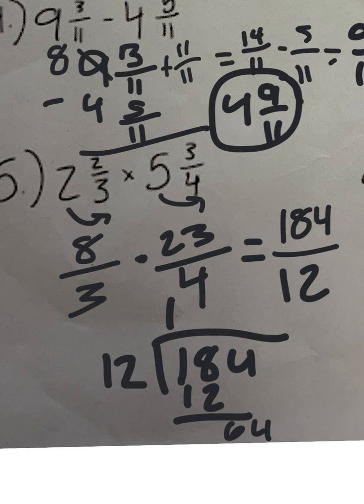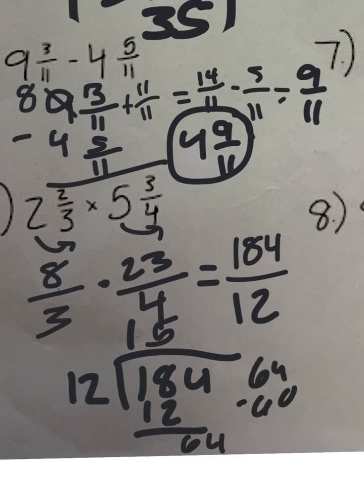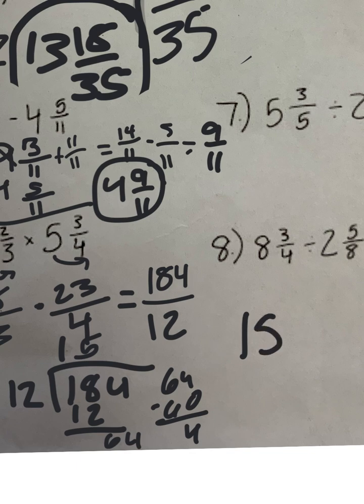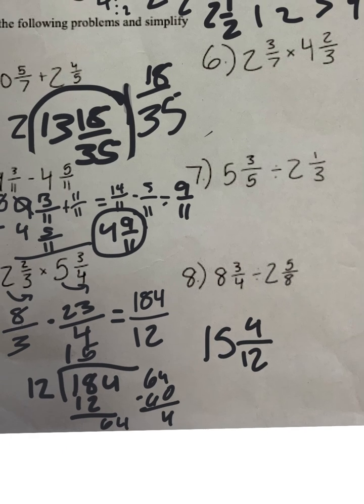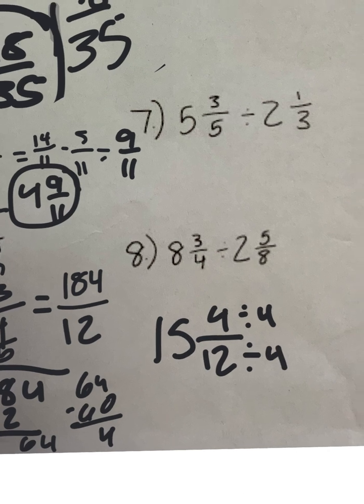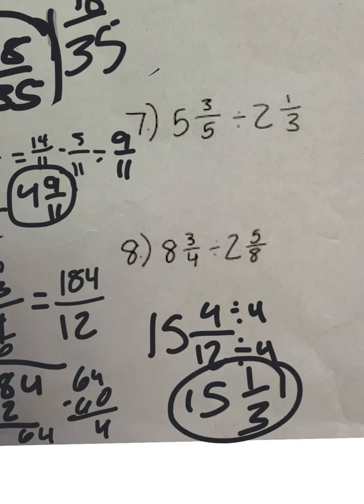Divide by 12 goes into it 5 times. So 64 minus 60, we get a remainder of 4. So our remainder goes to our numerator. So 15 and 4/12. And we have to simplify. So 4 goes into 4 and 12 evenly to get 15 and 1/3 as our answer.